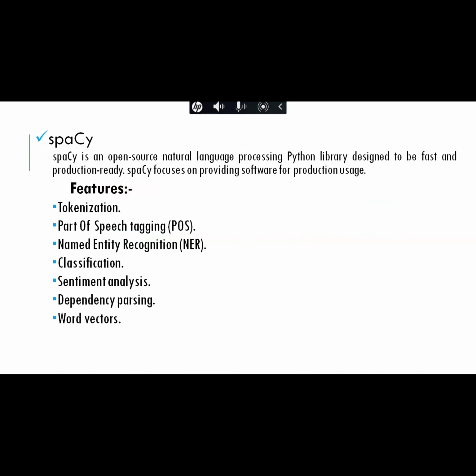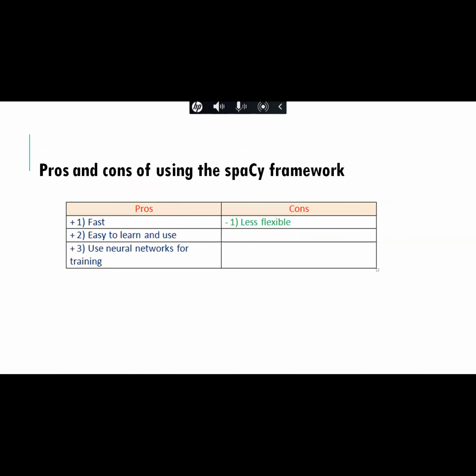Then spaCy is an open source natural language processing Python library designed to be fast and production ready, and it focuses on providing software for production usage. The features are tokenization, part of speech tagging, named entity recognition, classification, sentiment analysis, dependency parsing, and word vectors. The advantages are that it is fast, easy to learn and use, and it uses neural networks. The disadvantage is that it is less flexible.